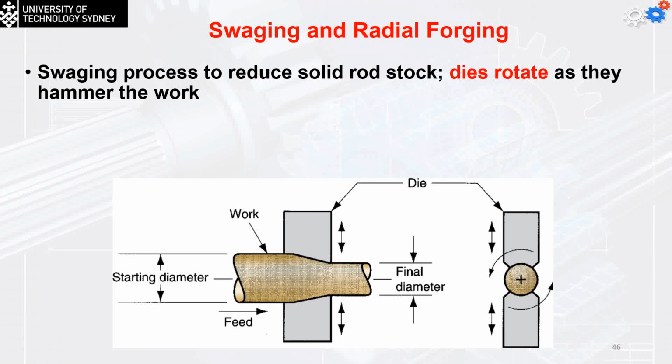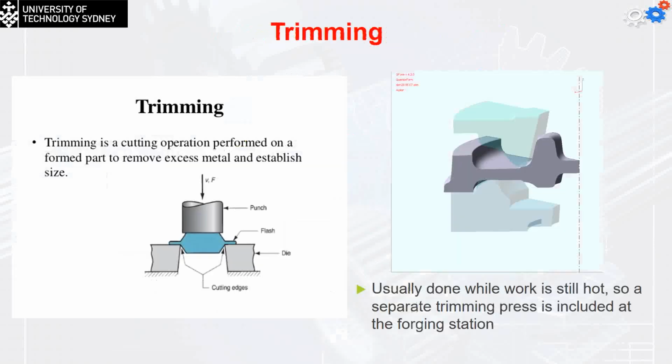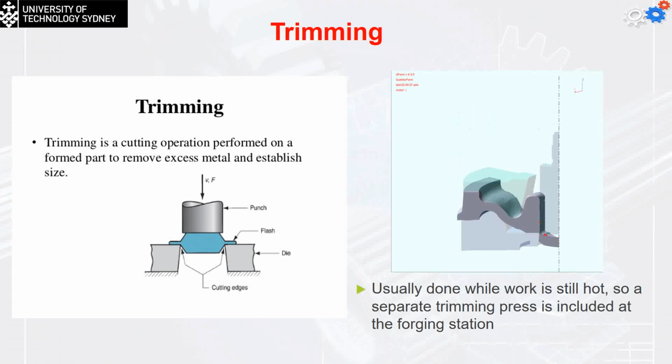In radial forging, the workpiece is going to rotate while the dies remain in a fixed orientation and hammer the work. The trimming process is also considered a forging process. For example, when we have flash occurring from the previous operation, simply I'm going to have the die and the ram and produce the trimming process. Trimming is a cutting operation performed on the formed part to remove the excess metal and establish a new size. It is usually done while the work is still hot, so the separate trimming process is included in the forging station.